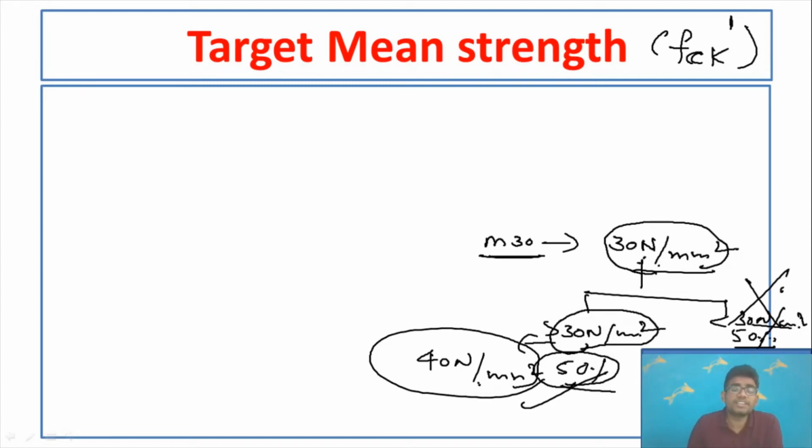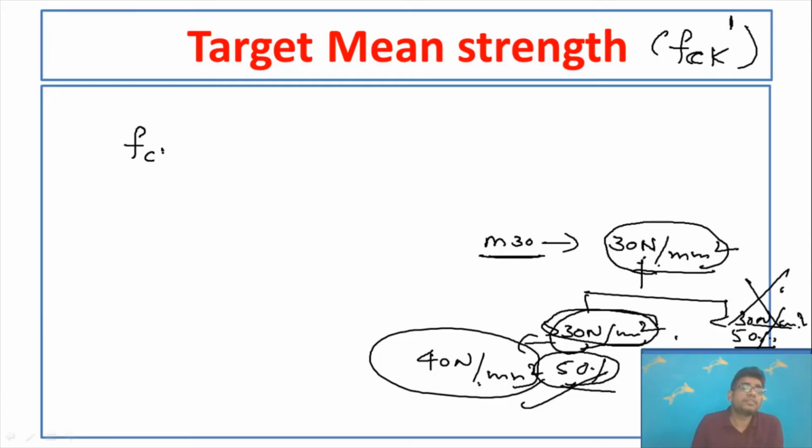Then you will get the 30 Newton per mm square strength easily. Similarly, if you target 90 marks, then you can get 60 marks easily. Likewise, if you want a strength of 30, you should not target 30 here. You should target a higher value, and that higher value we call the target mean strength.